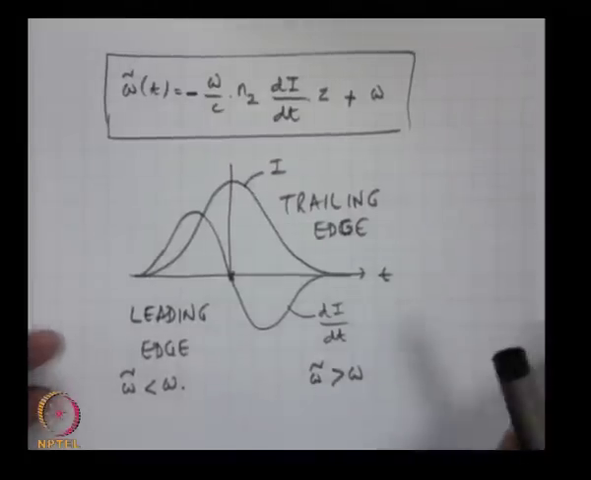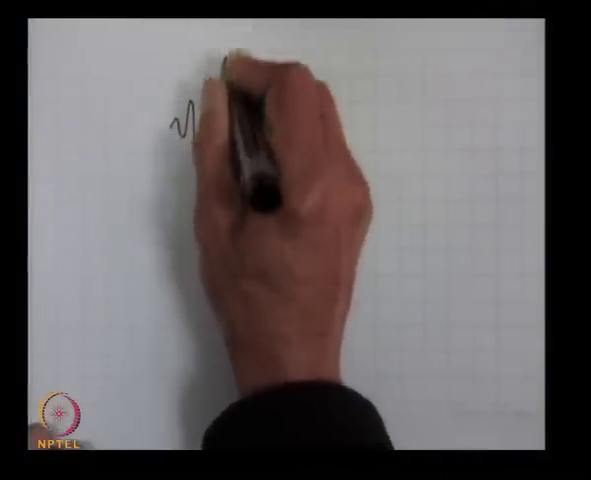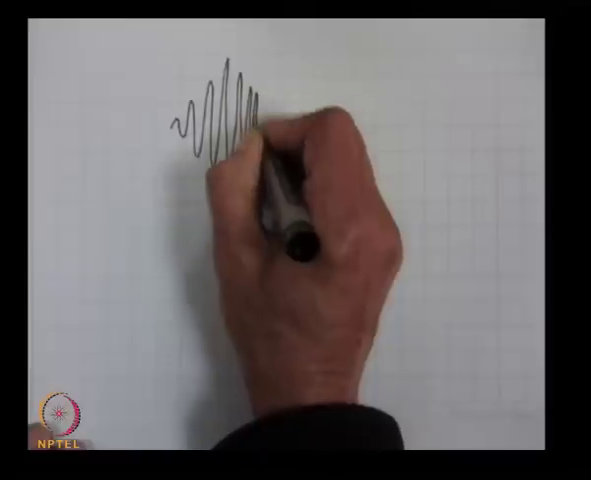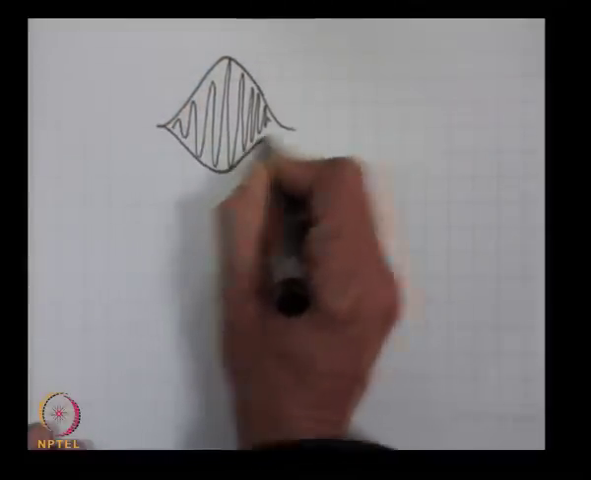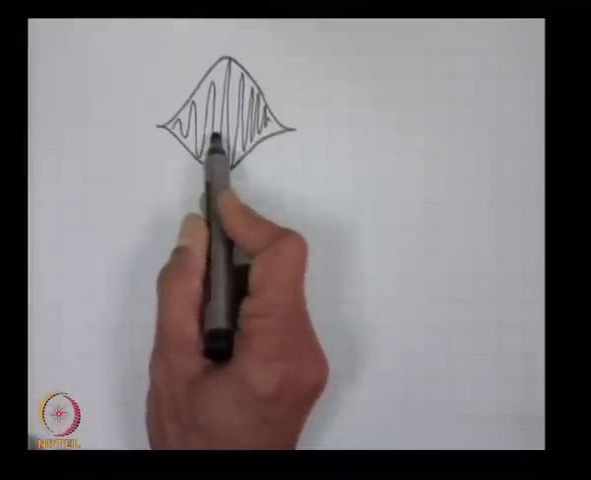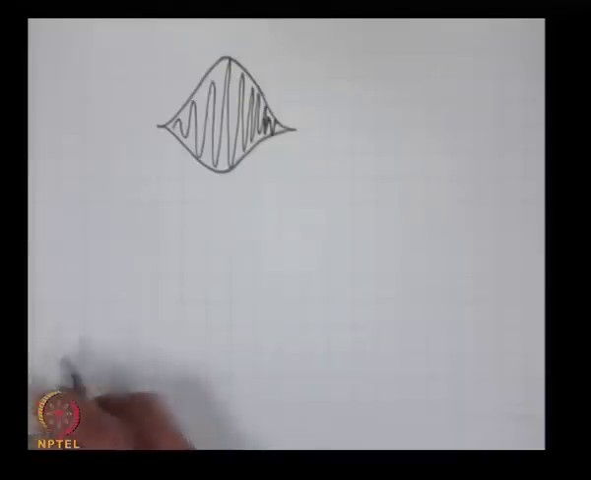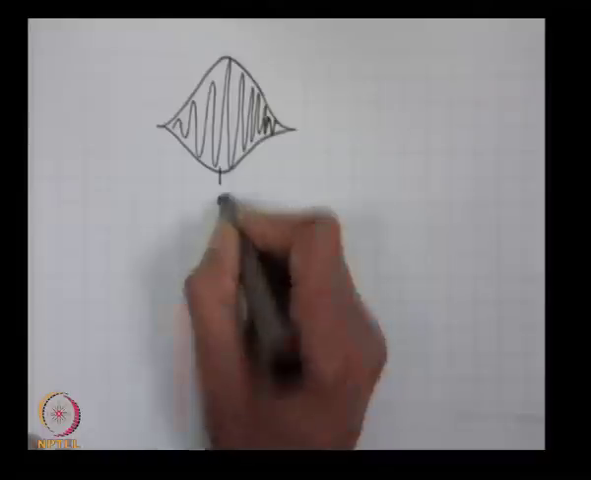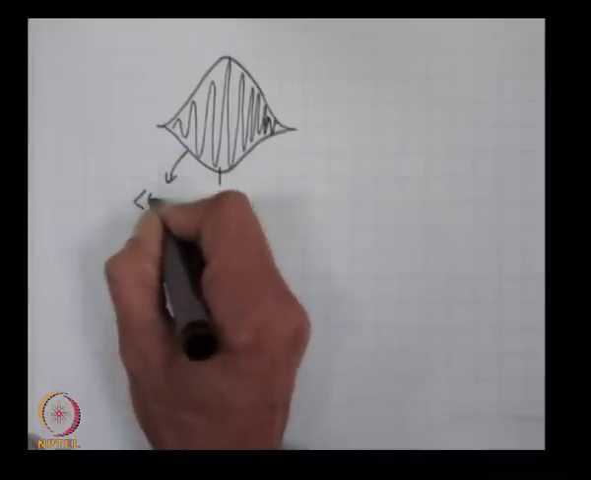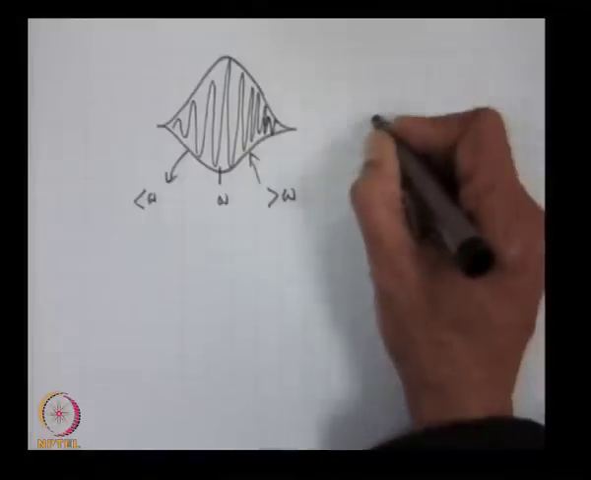So what will happen is, if I were to draw this pulse, it will look like this. I've drawn a lower frequency here and a higher frequency here. The oscillations are slower here, faster there. This is omega naught. This is less than omega, and here it is greater than omega. And this is a chirp pulse.